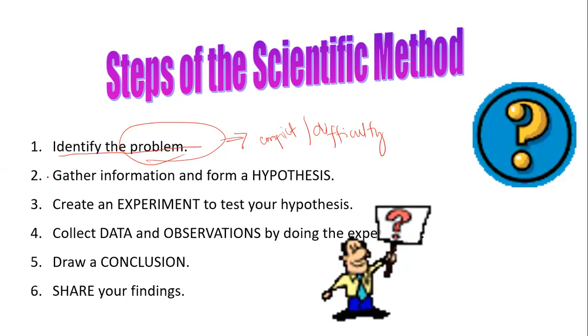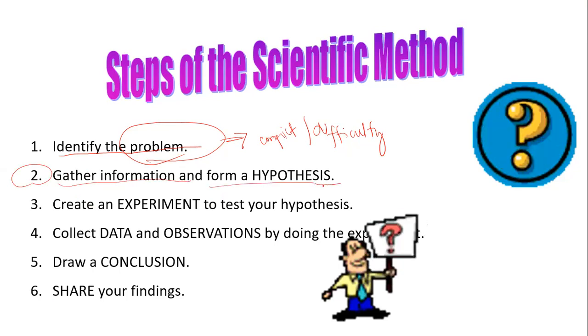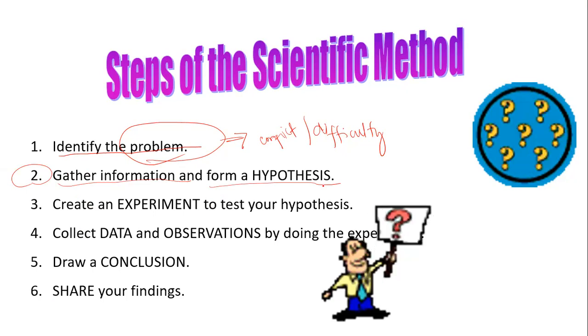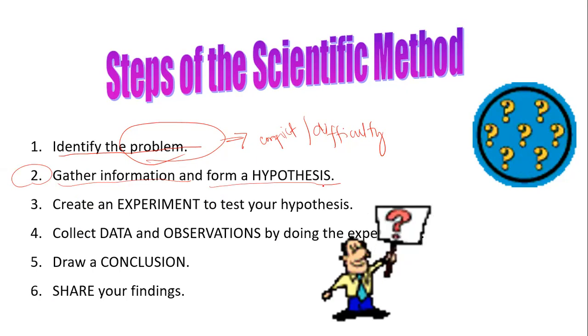Okay, let's have number two. Number two, we will gather information and form a hypothesis. So from the given problem, are there existing studies already about this problem? If there are so many solutions already provided for the given problem, meaning to say, you no longer need to look for a solution to that problem because many have already proposed solutions there. Meaning, find another problem.